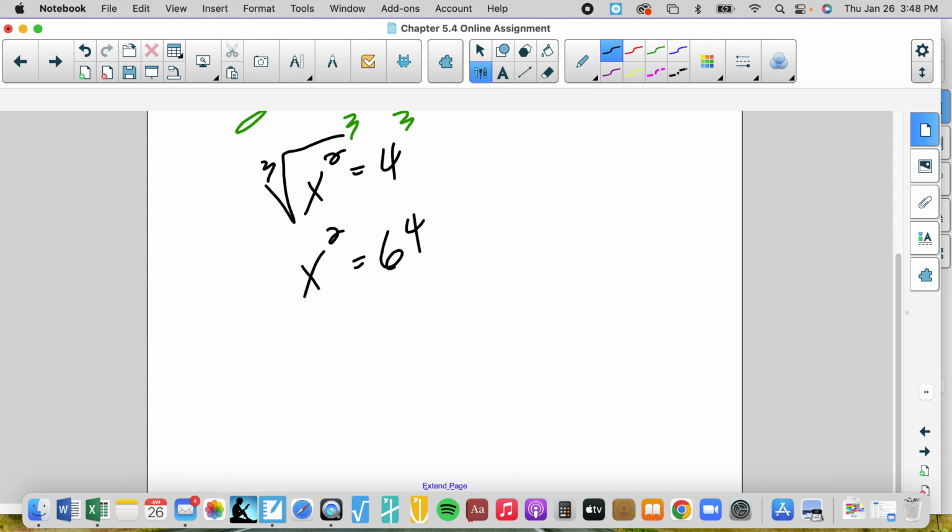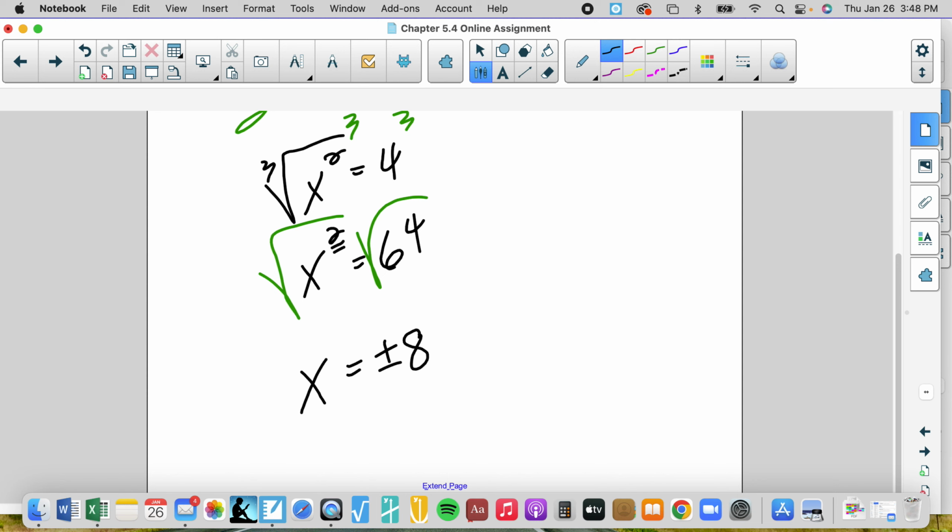Now we have x squared. What gets rid of a square? A square root. So now we have to square root both sides. And here's where it gets tricky. When we take the square root of an even power, we have to introduce plus or minus, because negative squared is going to be positive and a positive squared will be positive. And the square root of 64 is 8.